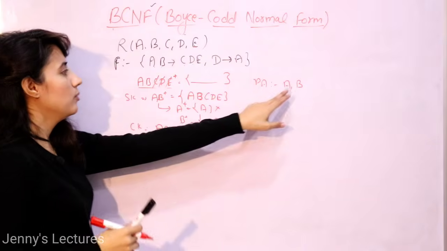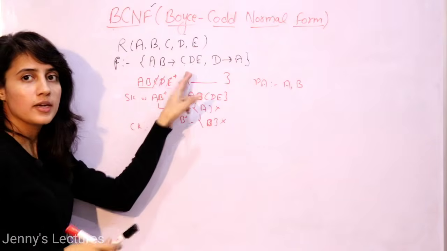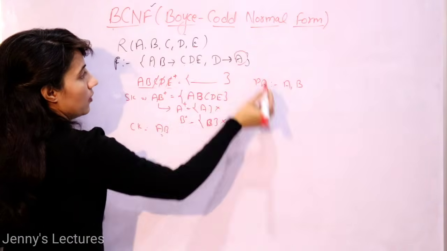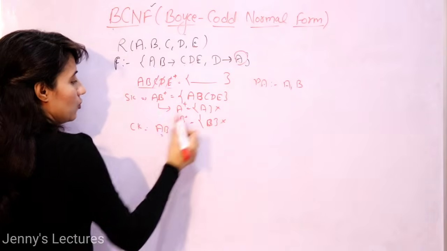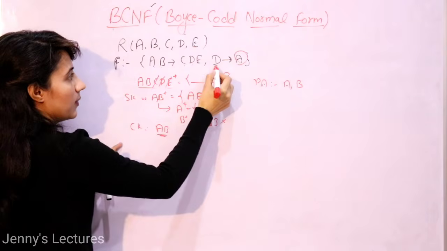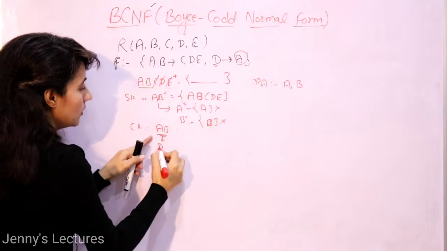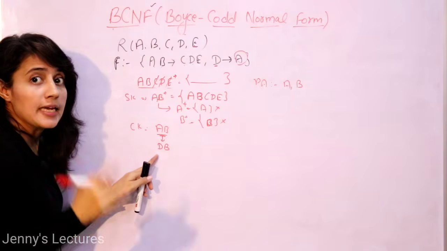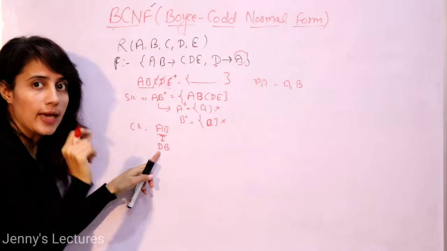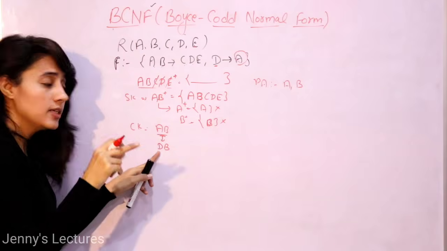Now check whether the prime attributes are present on the right hand side of any functional dependency or not. Yes, here we have A. So now in place of A in the existing candidate key, I can replace D. So now I got D, B. But I cannot say that it is a candidate key. You have to find it out. But I can say that it is a super key.